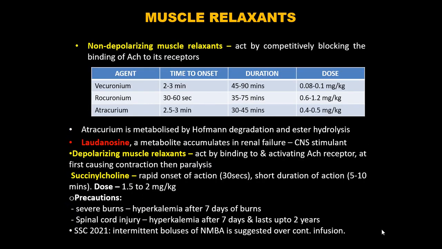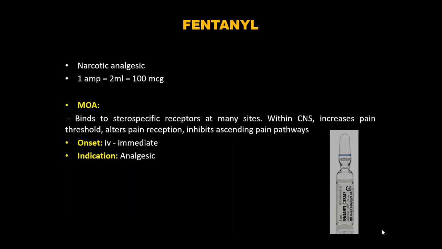Muscle relaxants, we have two categories, non-depolarizing and depolarizing. Non-depolarizing, we don't use vecuronium. Rocuronium and atracurium are used mostly. Atracurium is metabolized mostly by Hofmann degradation and ester hydrolysis. Theoretically, there is incidence of laudanosine rise in blood, which can be a CNS stimulant and may cause seizure. Depolarizing muscle relaxant acts by binding to and activating acetylcholine receptors, at first causing contraction, then paralysis. It has to be avoided in severe burns and spinal cord injury. Surviving Sepsis Campaign 2021 says don't use in continuous infusion, use intermittent boluses for patients whenever you need.